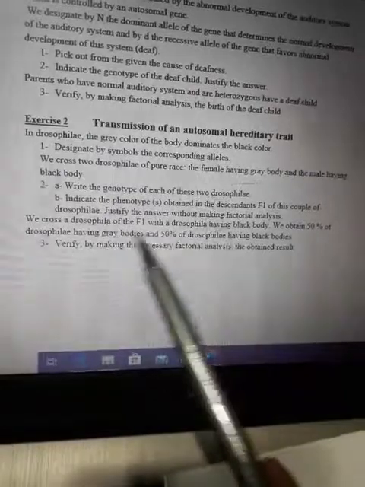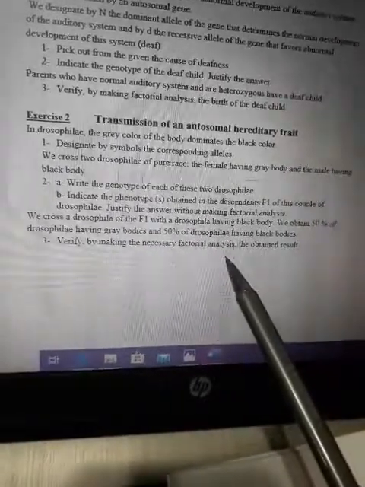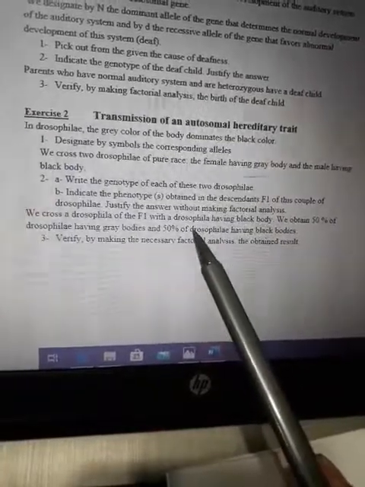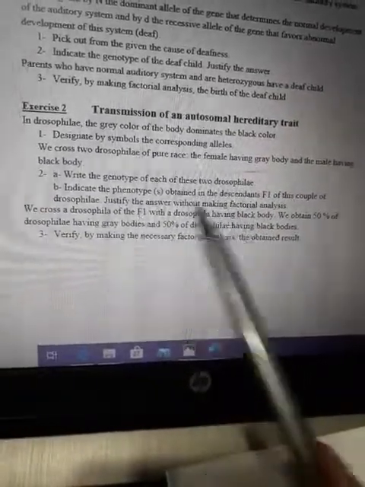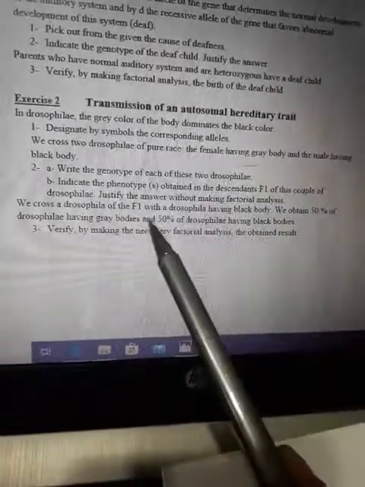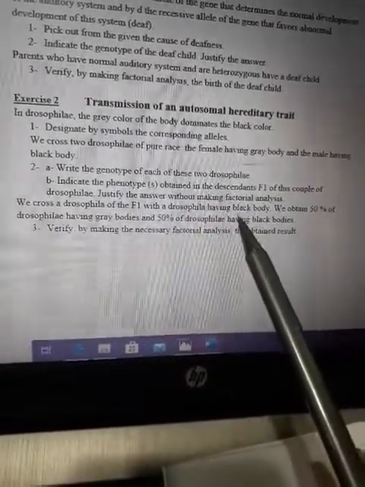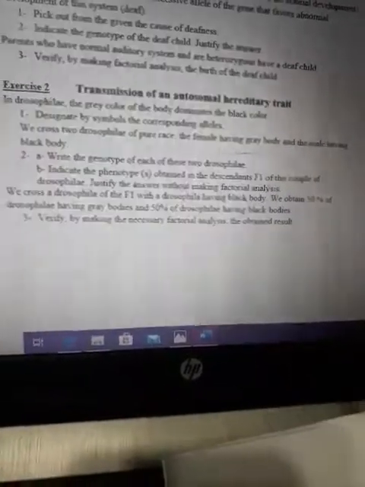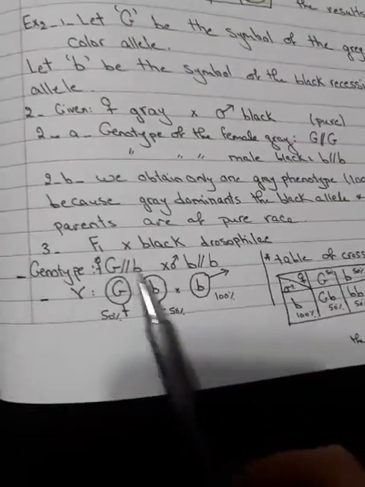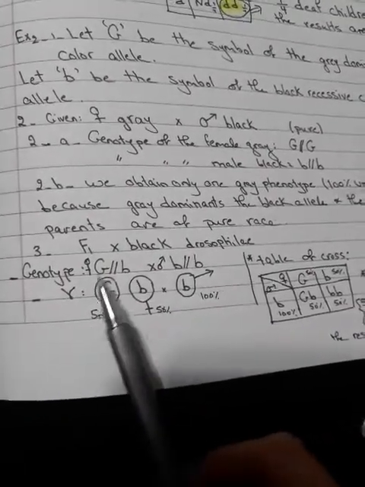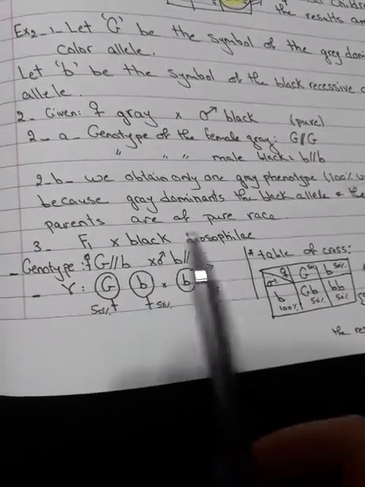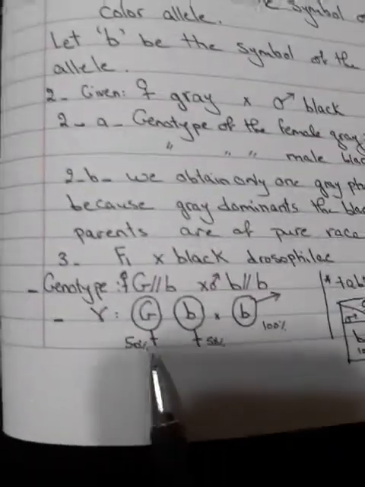Here you should verify this result by making factorial analysis. All the time with factorial analysis you should start with the genotype. Genotype of the parents: F1 is GB, and the black one of course BB, because a recessive allele can be expressed only in a homozygous state. So after you write the genotypes GB and BB, then the gametes of each one of them; here randomly put female and male. They didn't mention which one is the female and which one is the male.